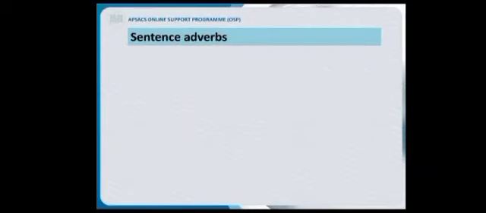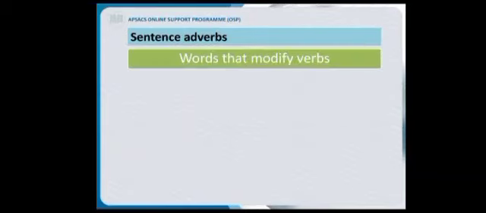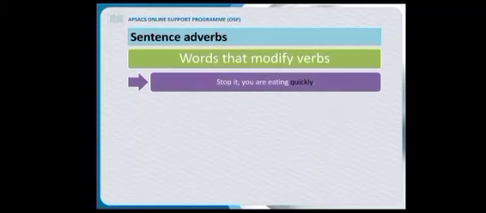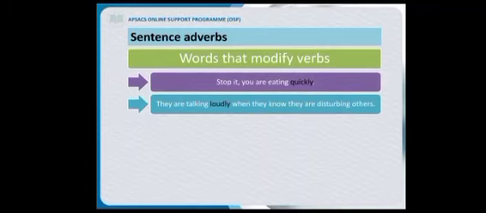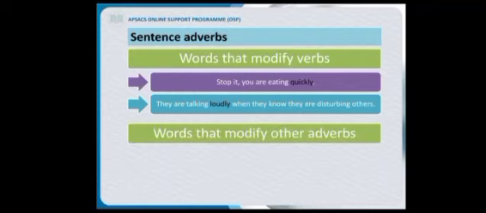Let's start with sentence adverbs now. Now, what are we actually talking about? We are talking about those words that modify verbs. For example, stop it, you are eating quickly. They are talking loudly when they know they are disturbing others. So here in these examples, quickly and loudly are modifying our verbs.